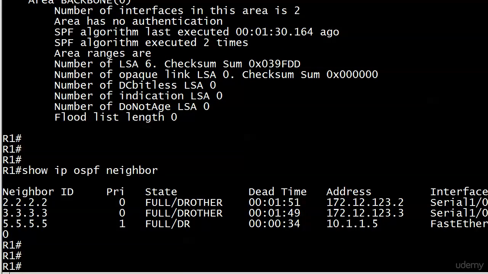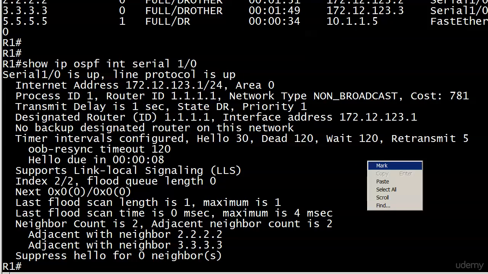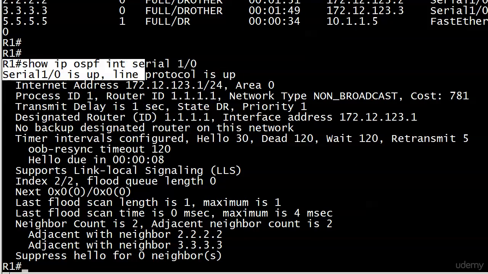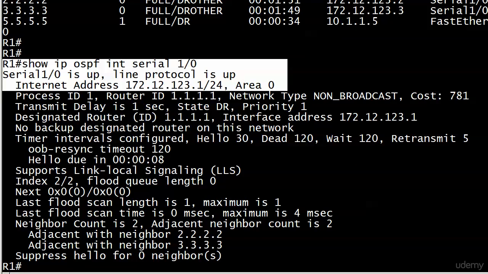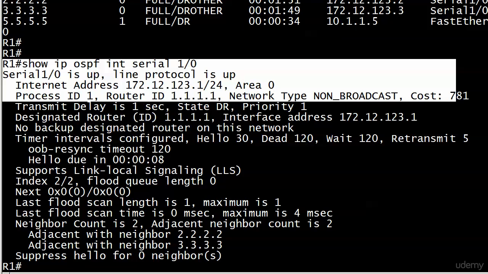So let's run show IP OSPF interface serial 1.0. And this is a great command to start your troubleshooting with. Again, it's show IP OSPF interface. There's the physical and logical state of the interface itself, IP address, area number, and we see process ID, what the RID is, the network type, and it defaulted to non-broadcast on a serial interface. The cost of the interface is 781, more about cost later.